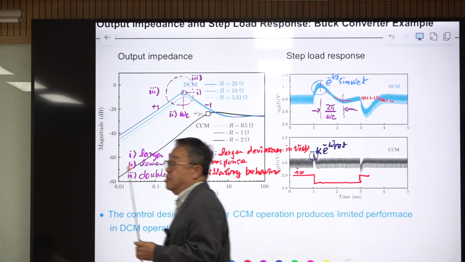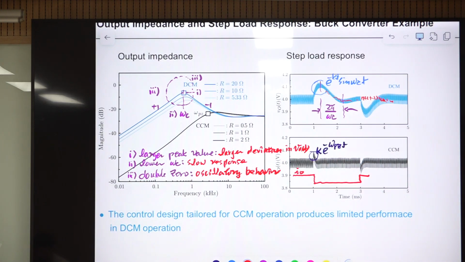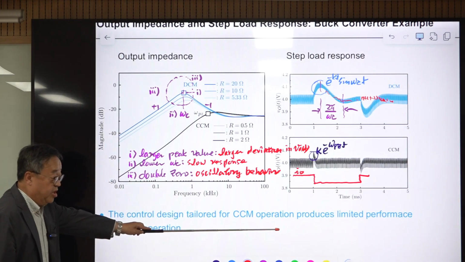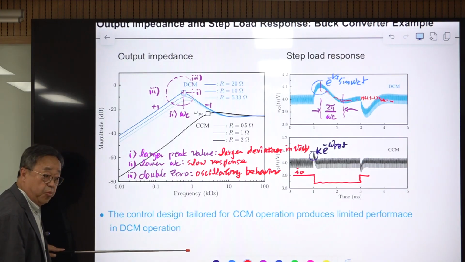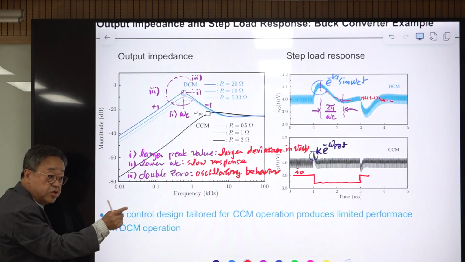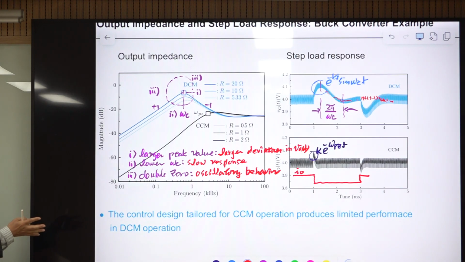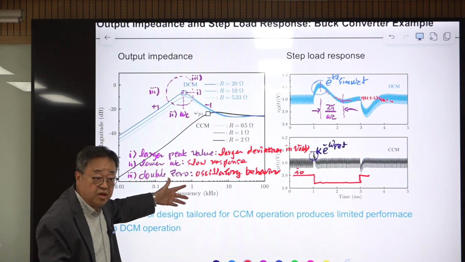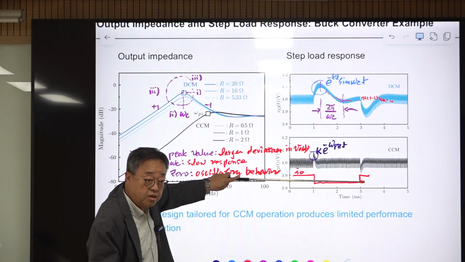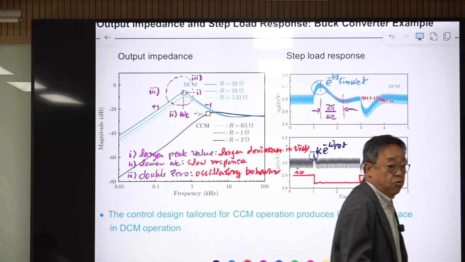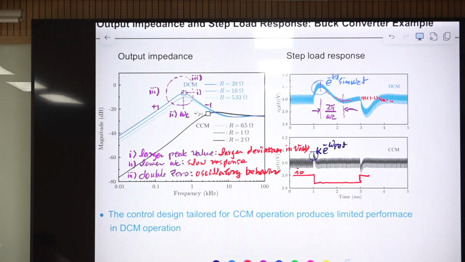Okay, but you can do everything. So the control designed for CCM produces limited performance, meaning worse performance, in DCM operation. This always occurs in the CCM, DCM transition if you use voltage mode control. If you use current mode control, they generate very similar dynamics. DCM response will be very similar to this if you use current mode control. There is another reason for using current mode control. So basically, this is the end of voltage mode control.